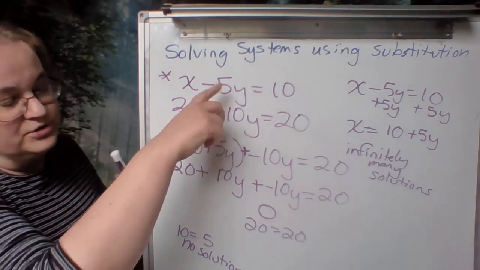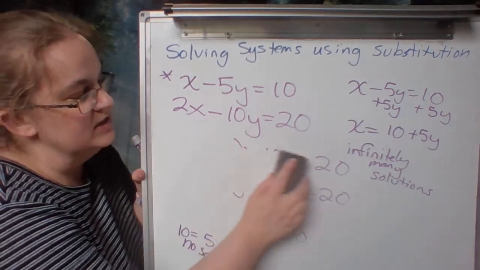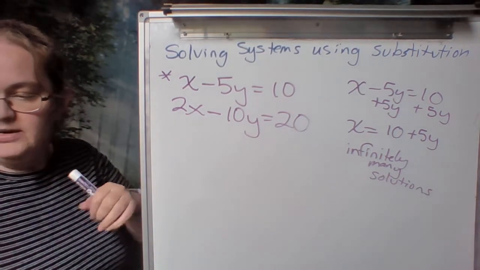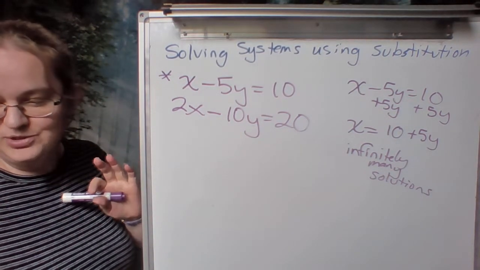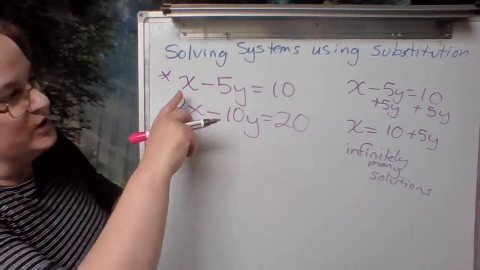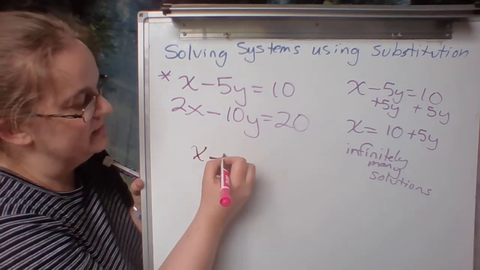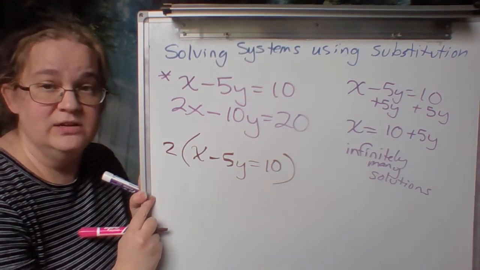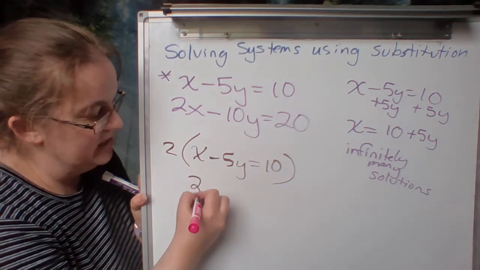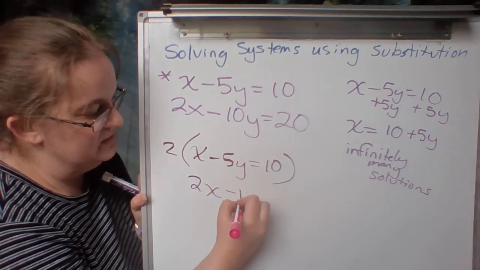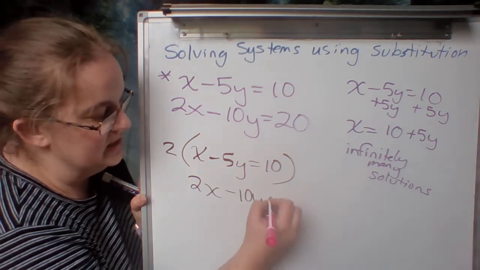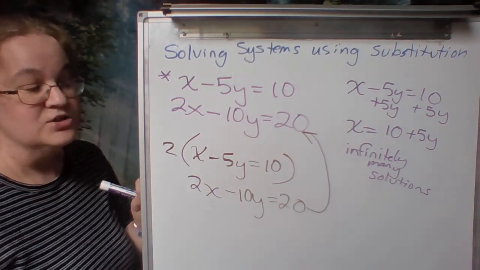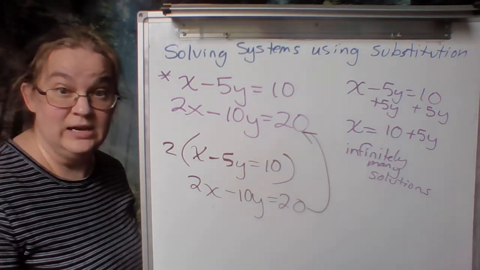And let me go back and show you why, and just looking at this, you can tell that they are, in fact, the same line. Okay? Because I get to do this with equations, if I were to take this equation, the x minus 5y equals 10, and I doubled everything in the equation. 2 times x is 2x. 2 times minus 5 is minus 10y. 2 times 10 is 20. You can see that this now matches that. And so again, it shows you that it's in fact the same line.